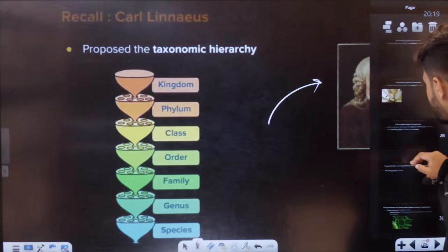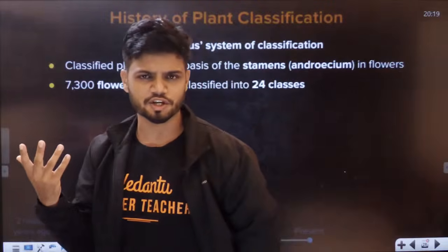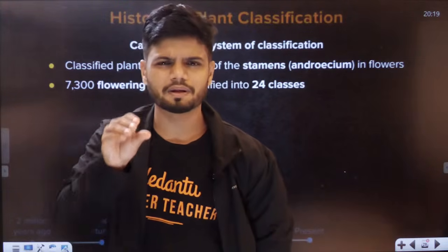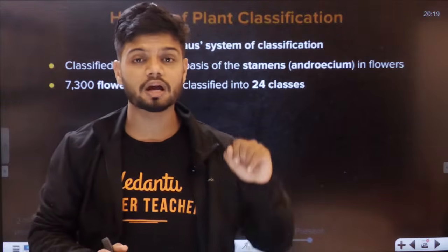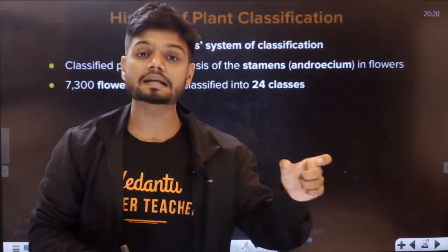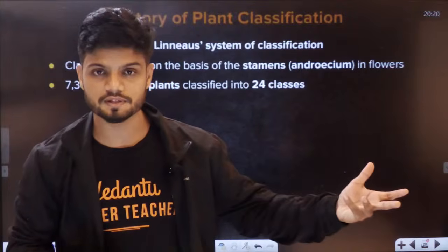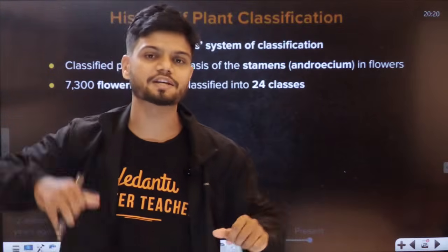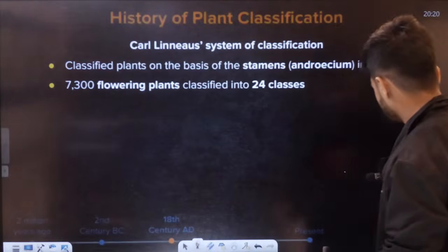Carl Linnaeus's main classification was based on the stamen. Students, you might have heard, if you have done the morphology chapter, about the syngenesious condition, synandrous condition, monadelphous, diadelphous, polyadelphous conditions. All that was done by Carl Linnaeus only.